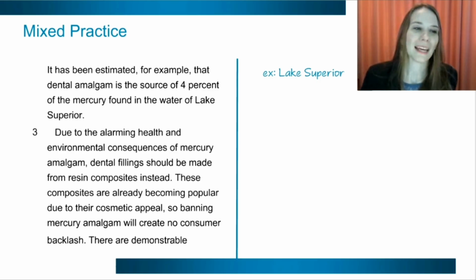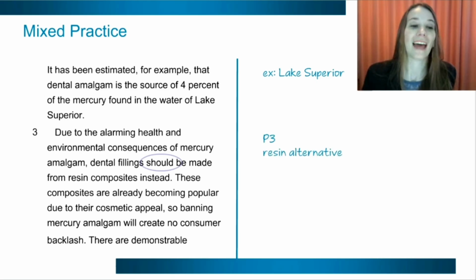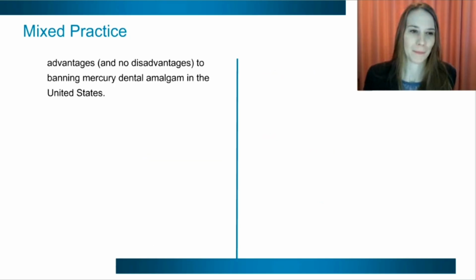What we see taking place in paragraph 3 is another point of view. There's that keyword again, "should." So because of the health problems, because of the environmental problems, this author claims that these dental fillings should be replaced. So here's an alternative to the mercury fillings. And then the author provides evidence for that claim. The author says, well, they're popular, so banning them, no one will care. Right? There's just no objection to changing because they are already popular.